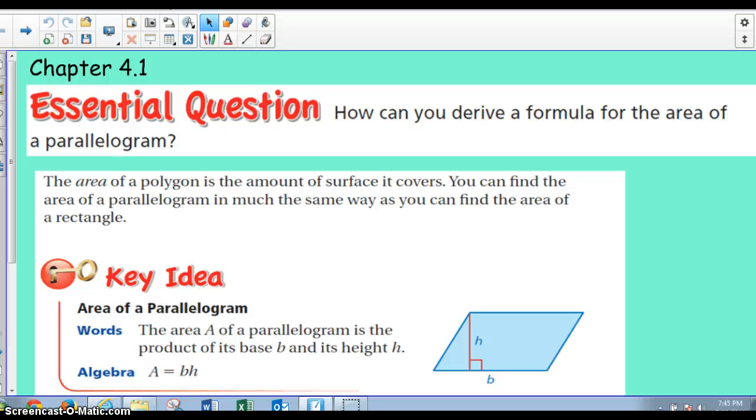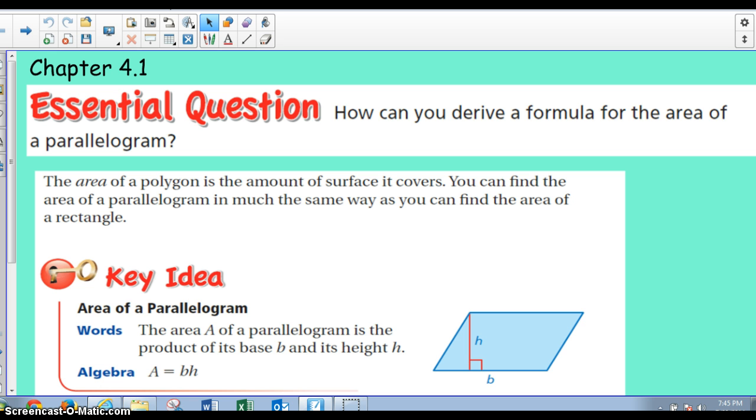Chapter 4, Section 1. The question we are going to answer is how can you derive a formula for the area of a parallelogram? And you have some notes to take. It says the area of a polygon is the amount of surface it covers. You can find the area of a parallelogram in much the same way as you can find the area of a rectangle. And then you have your key idea, which is what you're going to be writing down and drawing.